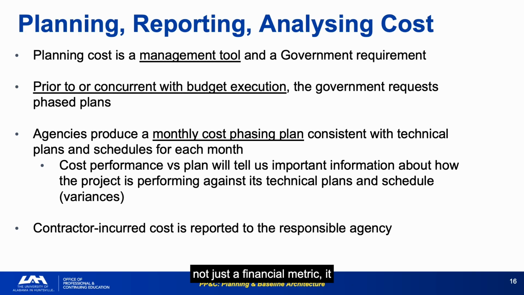Cost variance is not just a financial metric. It is a proxy for technical execution. Contractor incurred cost is reported to the responsible agency. The Form 533 and CPR reports are the vehicles. The monthly reporting cadence means you have a new snapshot of execution reality every 30 days.